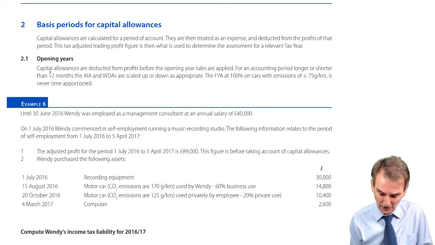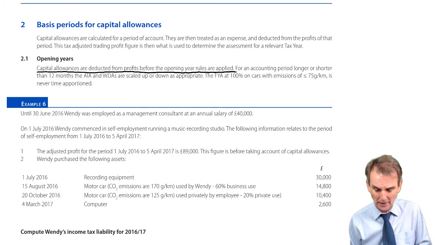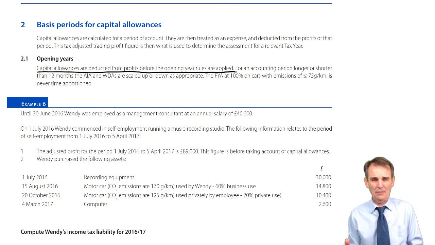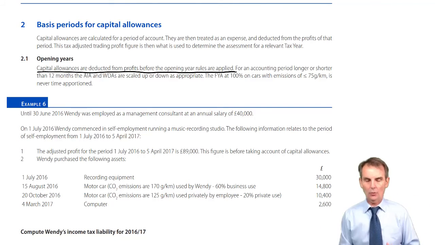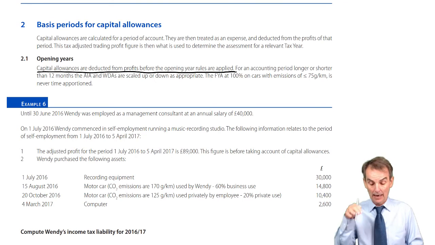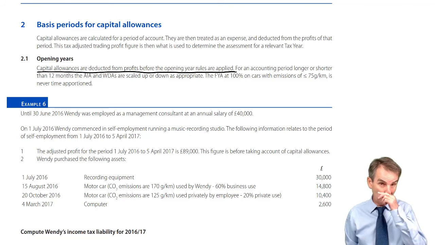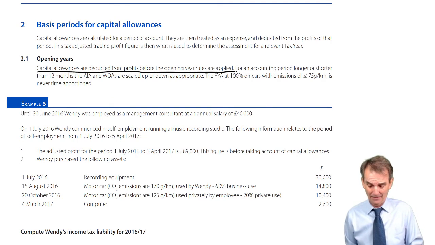Right, what happens in opening years? Capital allowances are deducted from the profits before the opening year rules are applied. Well, of course they are. We must work out, after capital allowances, what is the tax-adjusted trading profit of the accounting period. That's everything that we did in Chapter 4, Chapter 5. Took away capital allowances, got the tax-adjusted trading profit, and then, as we have seen, we worked out what figure of profit would be assessed for any tax year using the relevant basis of assessment.